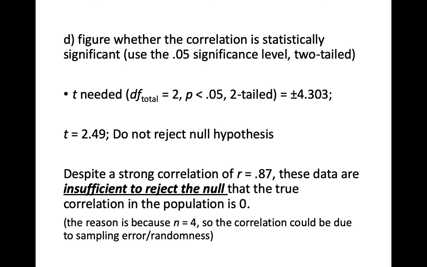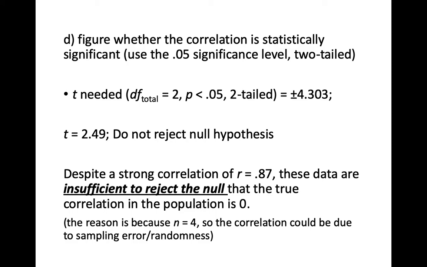So what we would conclude is that despite a strong correlation of 0.87, these data are insufficient to reject the null. We fail to reject the null that the true correlation in the population is 0. And the reason, of course, is because n is only equal to 4. And so what this is saying is that this correlation, despite looking big, could be due to sampling error or randomness.